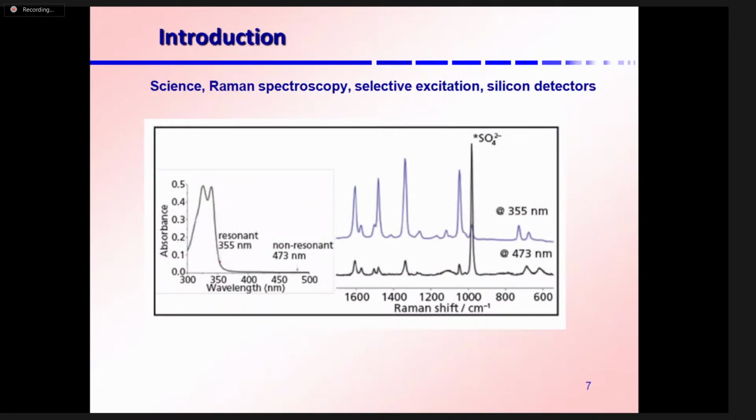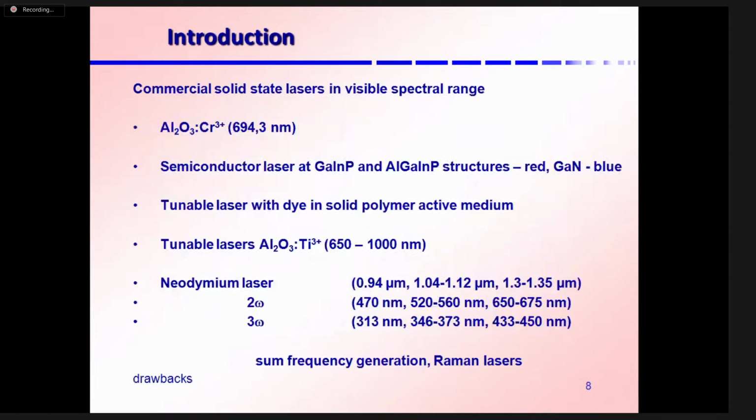And in science and Raman spectroscopy, of course, we all use these laser systems because silicon detectors are very popular. They have very high spatial resolution and sensitivity. That's why we all normally work in the visible spectral range.